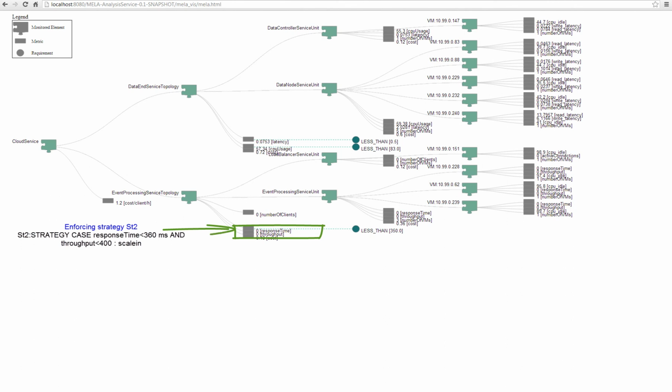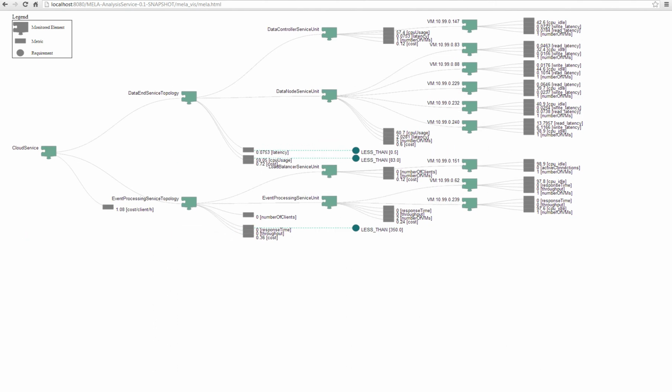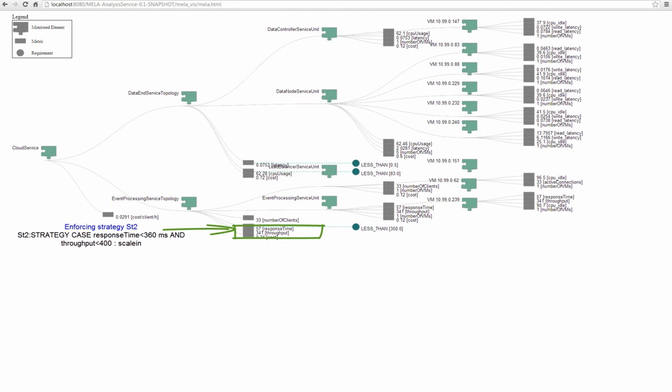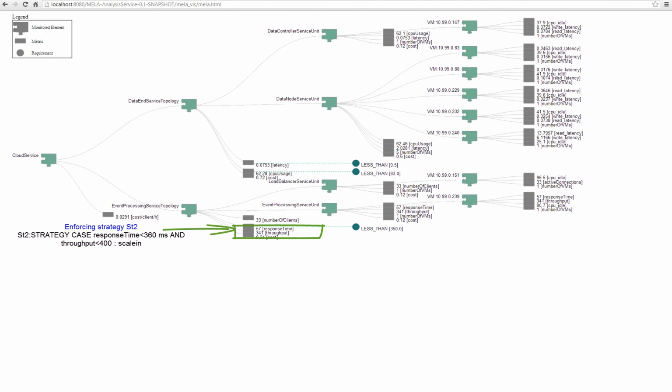Therefore, with simple elasticity requirements, one can monitor and control, using MELA and SYBL, complex cloud services. More importantly, with the help of MELA, cloud service developers can understand their application behavior. This enables them to specify good SYBL elasticity requirements, which will improve their service behavior, both in terms of quality and in terms of cost.